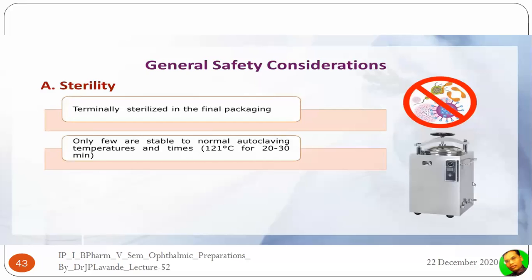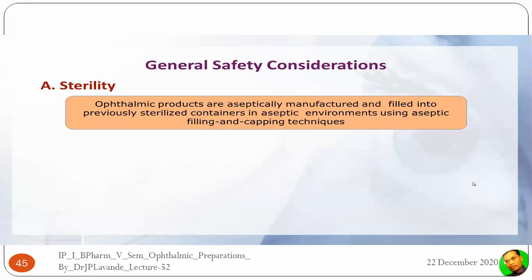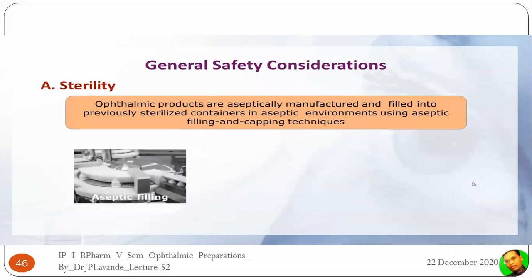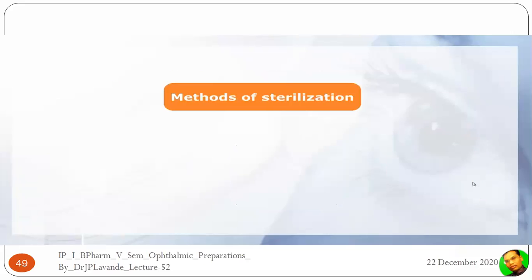Only a few are stable to the normal autoclaving temperature and time, that is 121 degrees Celsius for 20 to 30 minutes, and can be packed in glass or other heat deformation resistant packaging. The ophthalmic products that are aseptically manufactured are filled into previously sterilized containers in aseptic environments using aseptic filling and capping techniques. So there is a need to go for aseptic filling and aseptic manufacturing.